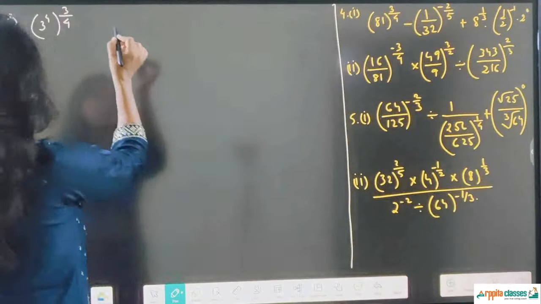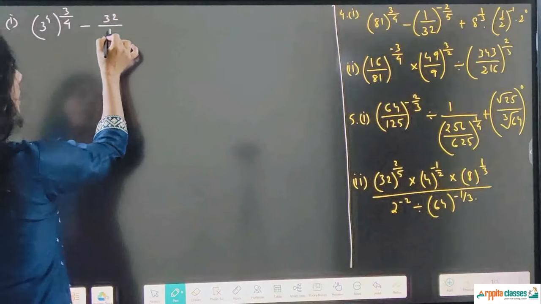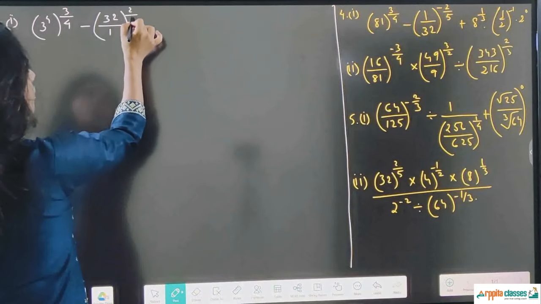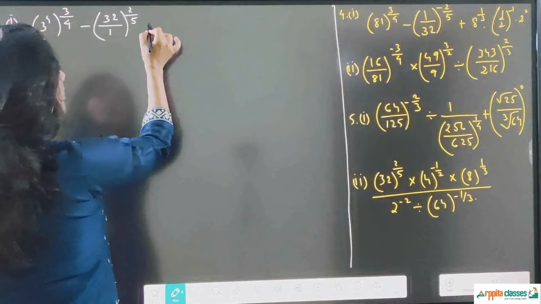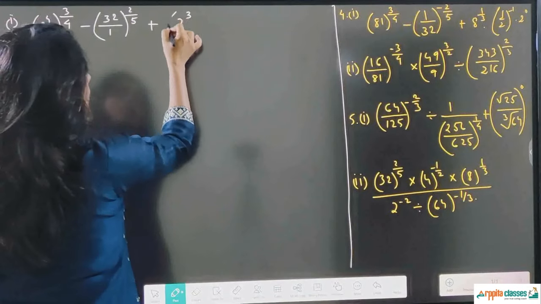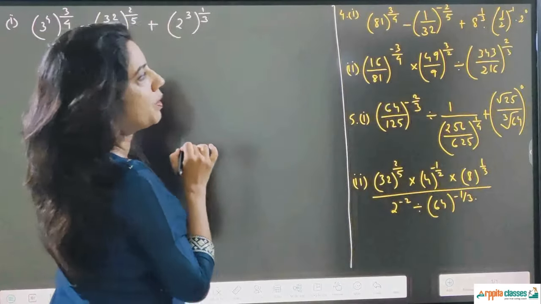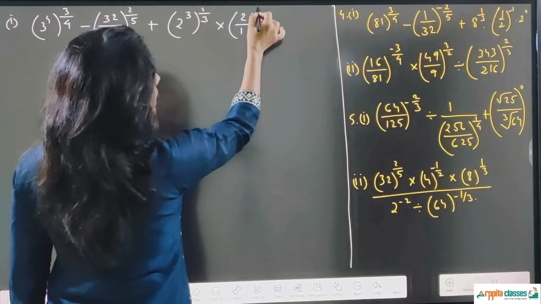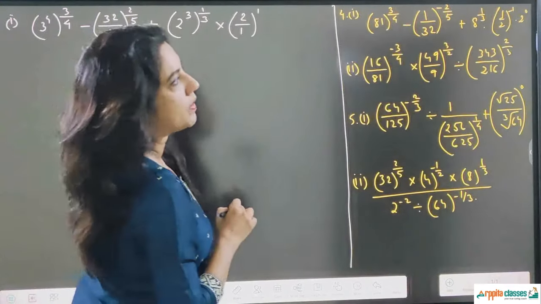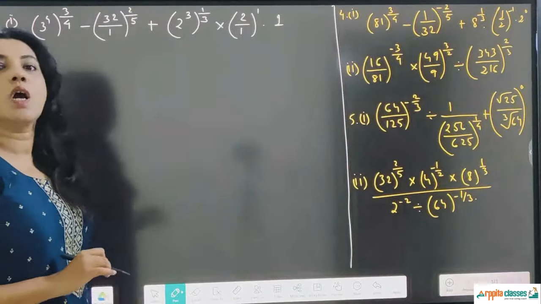So first I will make the exponent positive. So I will write 32 upon 1 whole to the power 2 by 5. The exponent becomes positive, plus 8 to the power 1 by 3. 8 can be written as 2 cube and that whole to the power 1 by 3 into half to the power minus 1. Again I will do the same thing. I will write 2 by 1 to the power, the exponent will become positive, into 2 to the power 0. 2 to the power 0 is 1. Anything to the power 0 is 1.